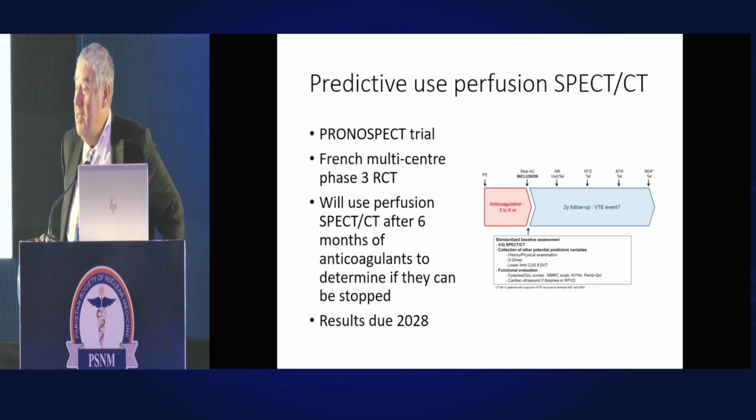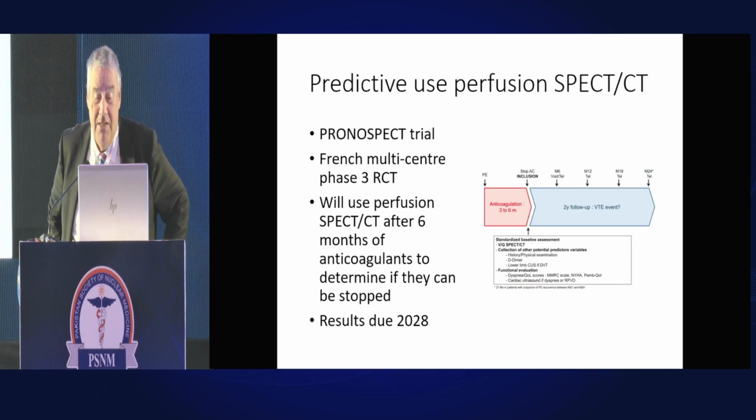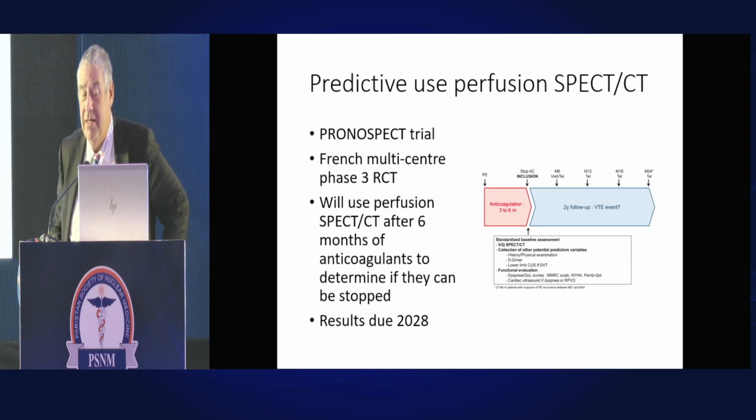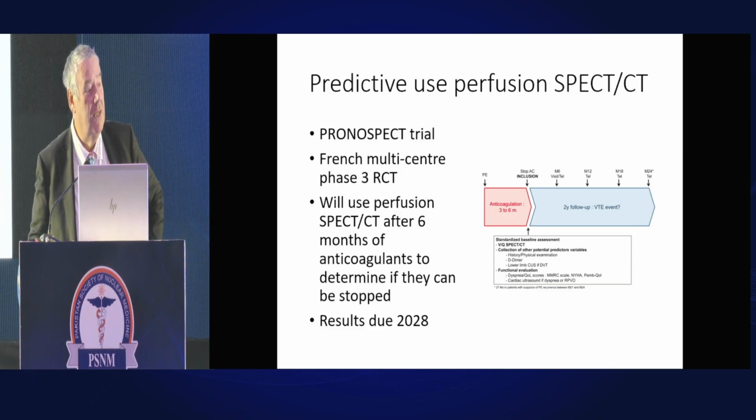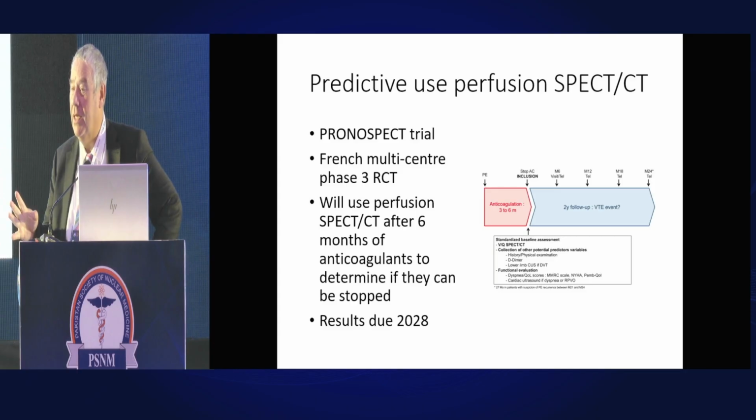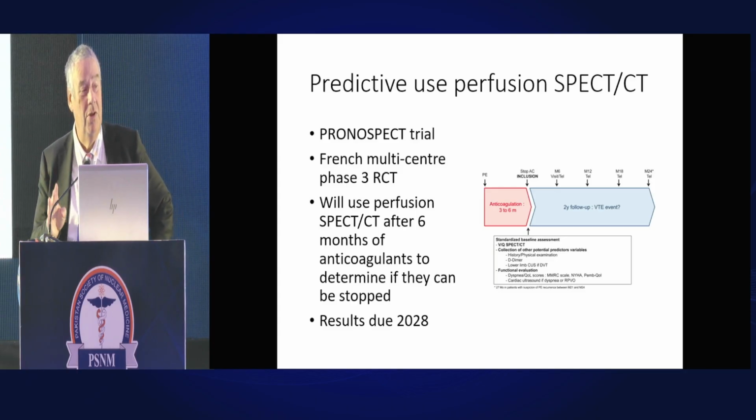So studies are starting to work on this. There's a prospective study going ahead in France, a multi-center trial, and what they'll be doing is looking at perfusion SPECT-CT to answer that question. When a patient has had a pulmonary embolism, they've been on anticoagulants, when can you stop the anticoagulants? Normally we stop at 6 months.